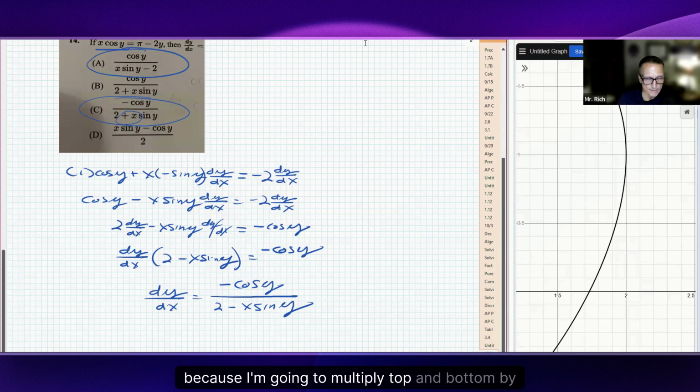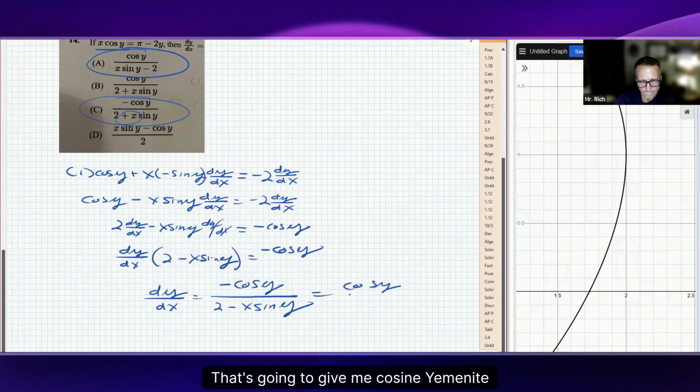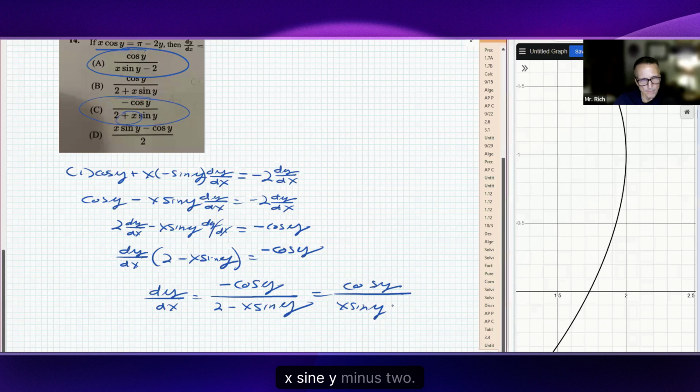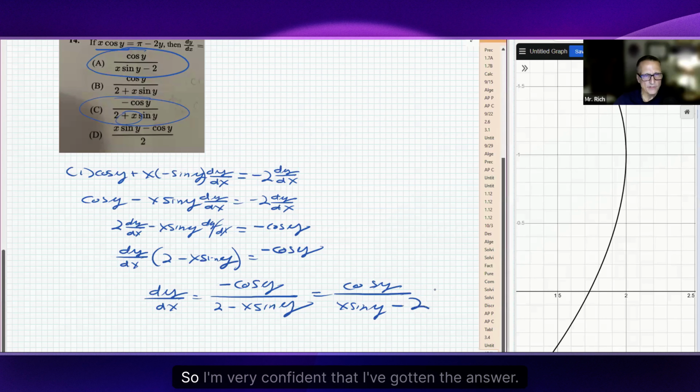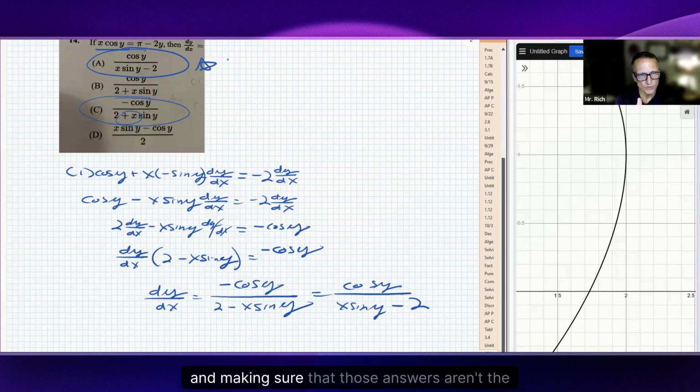Because I'm going to multiply top and bottom by negative 1. That's going to give me cosine y over x sine y minus 2. So I'm very confident that I've gotten the answer. But as usual, one of my strategies is looking at similar answers and making sure that those answers aren't the answer, except for a sign error that I might have made.